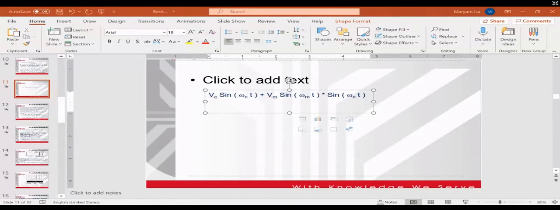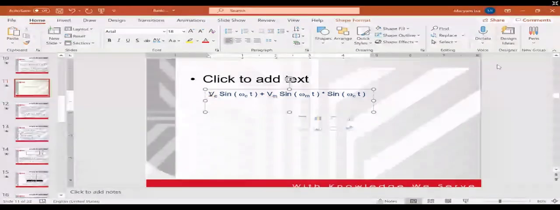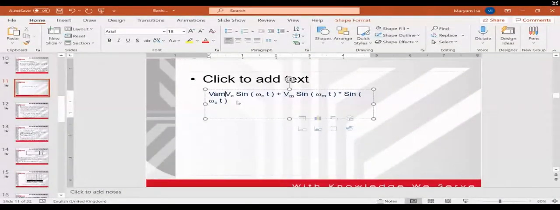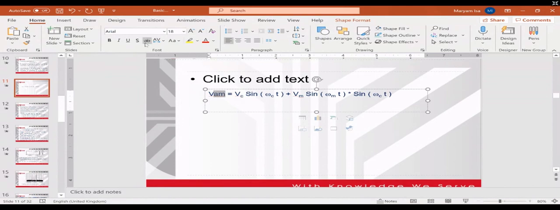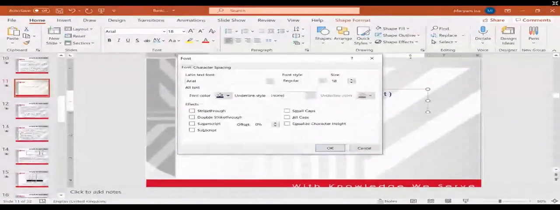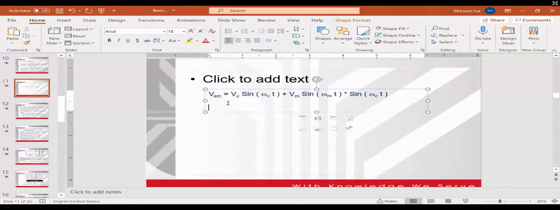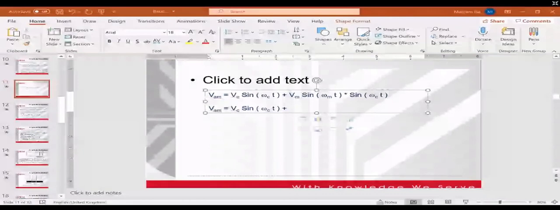The first term is okay. Solve the second term. This one you get back, so this is Vam. It is like an identity, right, doctor? Yes. Because you have sine omega m t multiplied with sine omega c t. So sine times sine, what do you get?